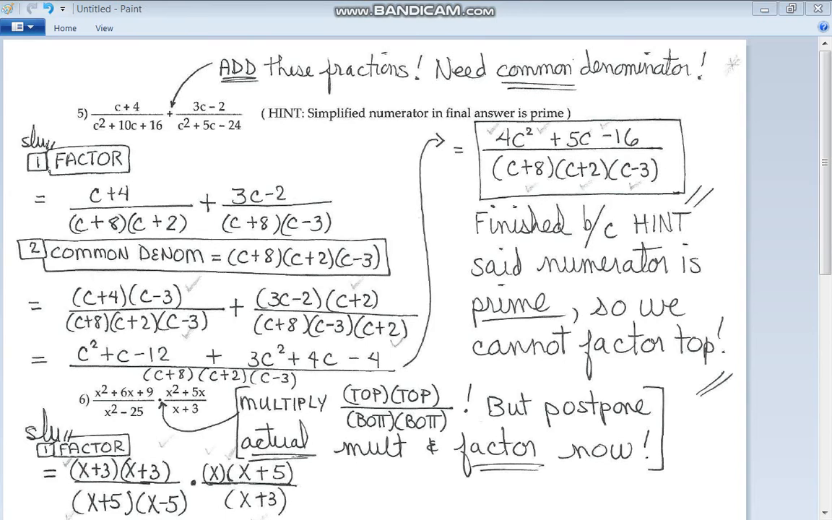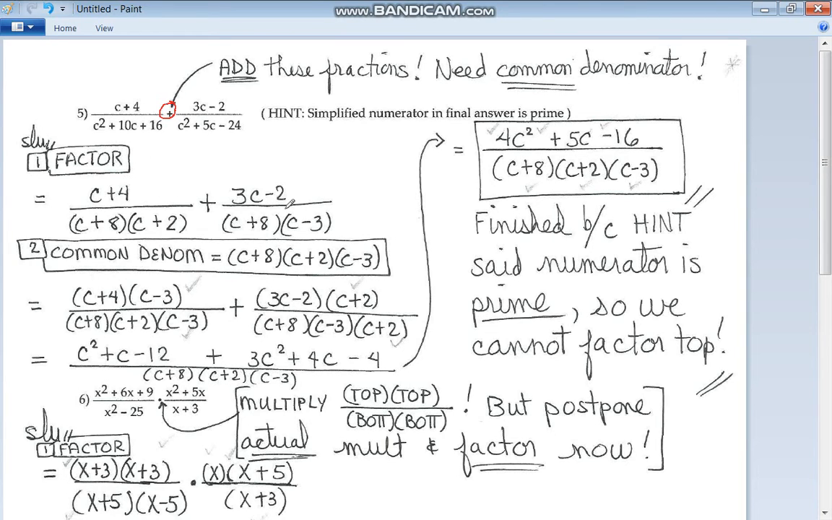Now we are on question number 5, and be careful because here they're not asking us to multiply or divide, they're asking us to add. Okay, so I gave you a hint, simplify the numerator, that's the top. And well, your simplified numerator in your final answer cannot be factored, so don't waste your time trying to factor the top at the very end. Okay, so let's go to step 1.